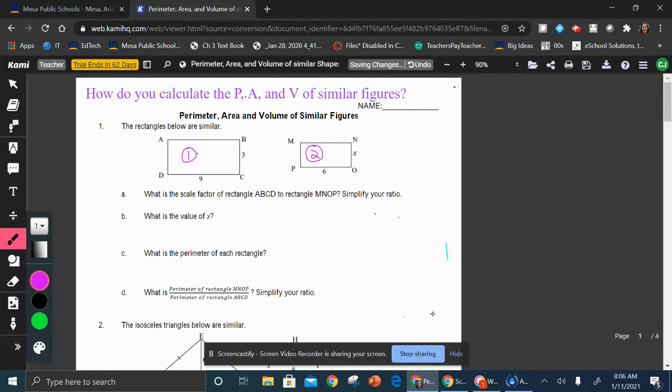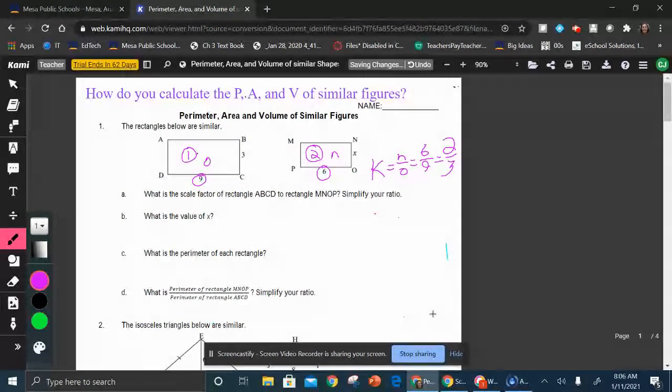Okay, so scale factor, remember, is going to be new over old. So this is going to be our new one. This is our old one because we're going left to right. So we're going to do 6/9. Okay, so we're going to use our length. So 6/9, which simplifies to 2/3.